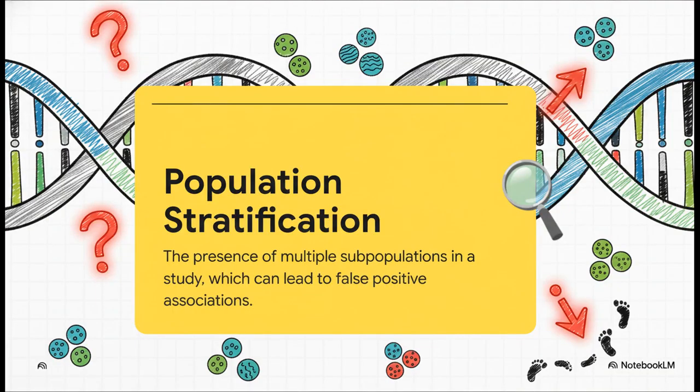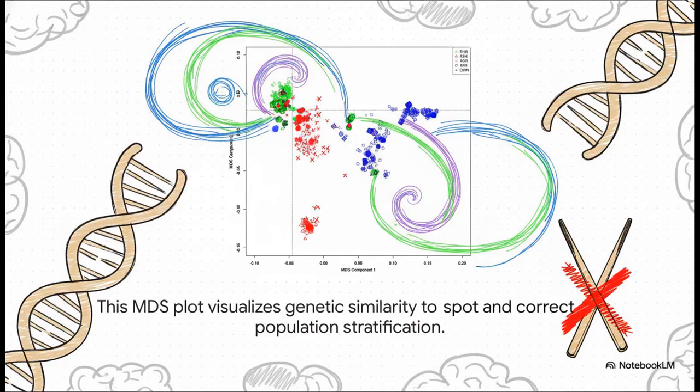Now, one of the biggest, sneakiest red herrings that can fool even the sharpest detectives is something called population stratification. This happens because those little SNP typos can just naturally be more or less common in different ethnic groups. And if you're not careful, you might find a false clue that has absolutely nothing to do with the disease you're studying. And this plot right here, this is how scientists actually see that problem. It's so cool. Each little dot is a person, and you can see them naturally grouping together based on their genetic ancestry. By mapping this out, researchers can adjust for these differences and avoid false alarms.